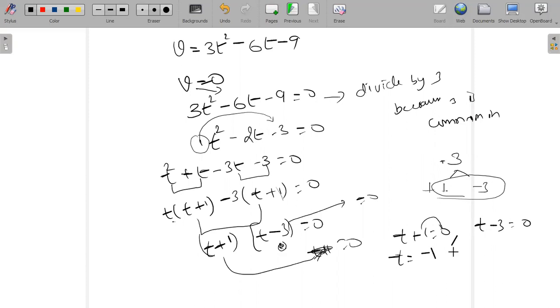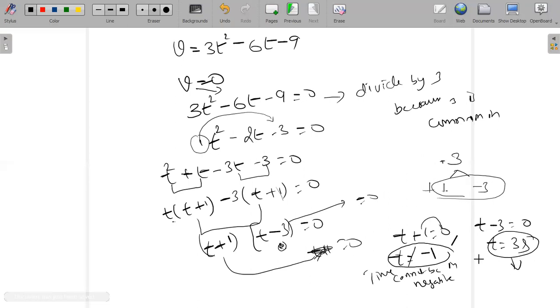Whereas time cannot be negative. So we cannot take this value. Now t is equal to 3. This is the positive value. We'll consider the value of time t is equal to 3 now. We got the value of time.